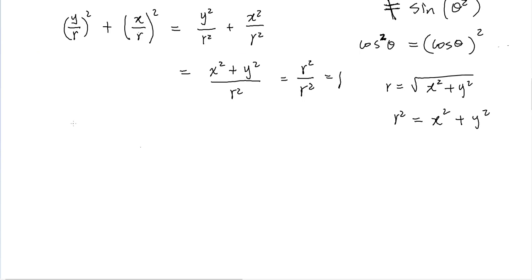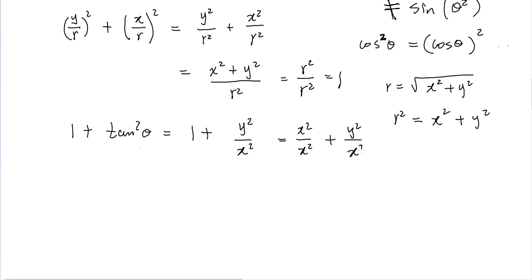So what we have is 1 plus tangent squared theta, where tangent theta is y over x. So y squared over x squared is tangent squared theta. Now to get a common denominator, I'm going to replace 1 by x squared over x squared, plus y squared over x squared. Now you have a common denominator x squared, so you can add the numerators x squared plus y squared.